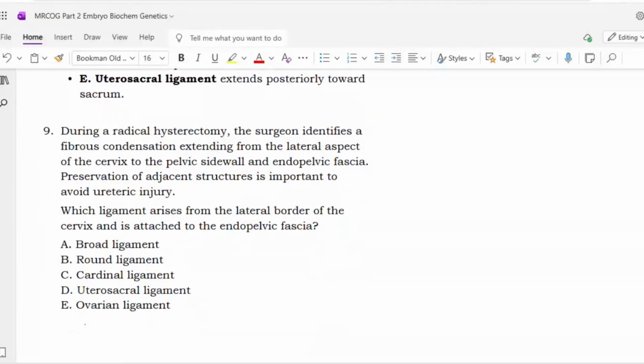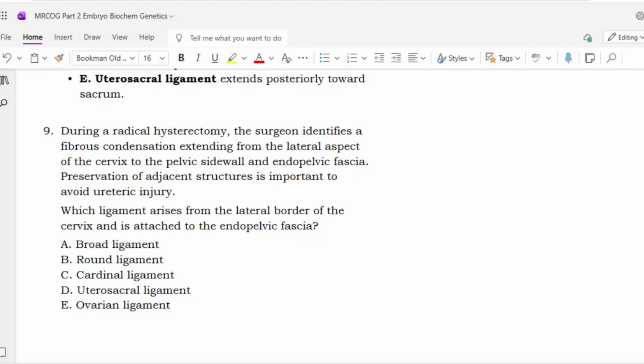Next, doctor. During a radical hysterectomy, the surgeon identifies a fibrous condensation extending from the lateral aspect of the cervix to the pelvic side wall and the endopelvic fascia. Preservation of adjacent structures is important to avoid ureteric injury. So, from the lateral aspect of the cervix to the pelvic side wall.